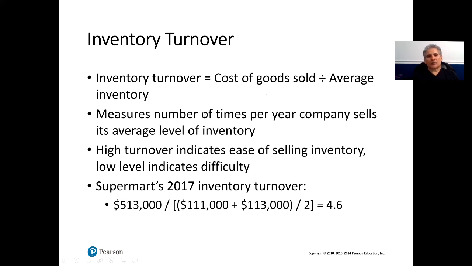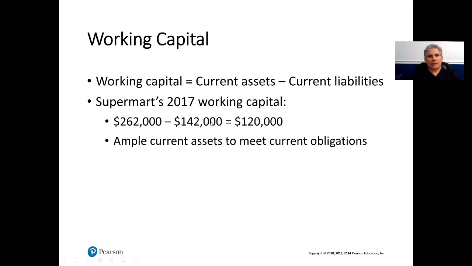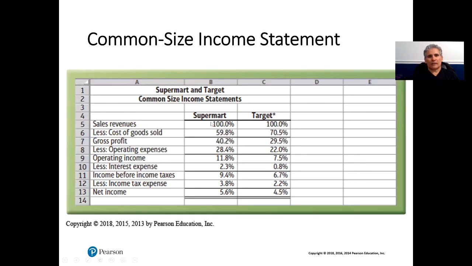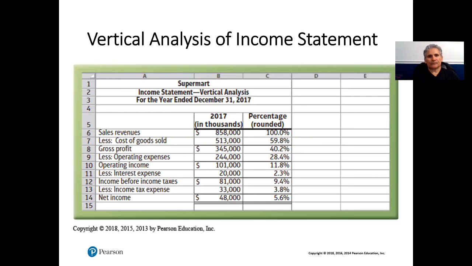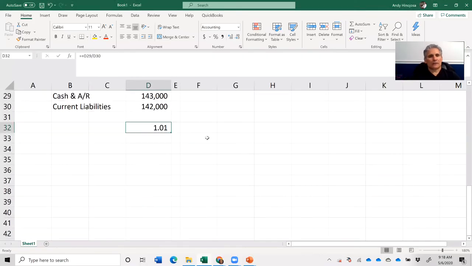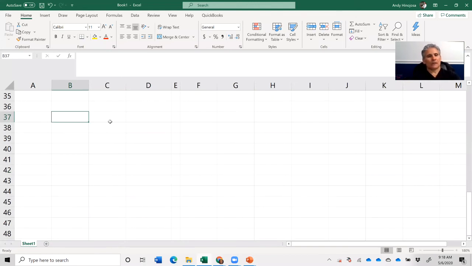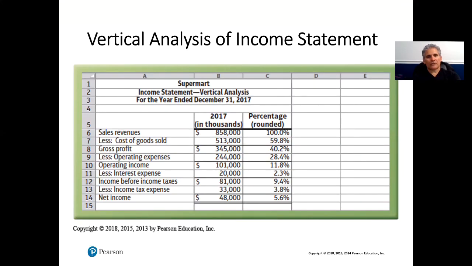So the cost of goods sold is in the income statement. Let's go to the income statement. Cost of goods sold for 2017 is $513,000. Let's go plot that down. So cost of goods sold based upon what we just saw, $513,000.